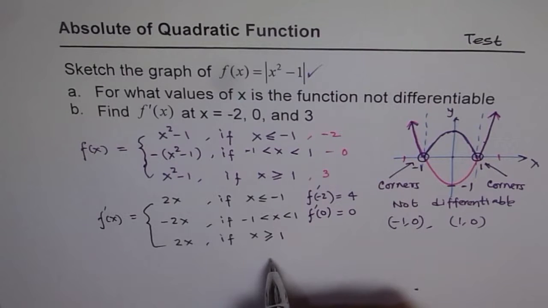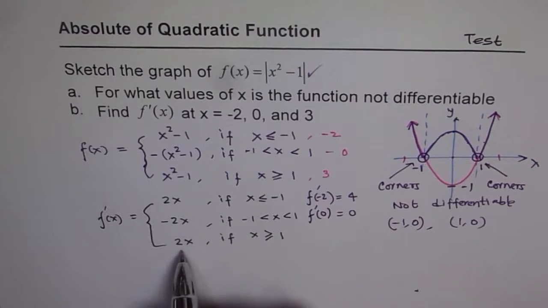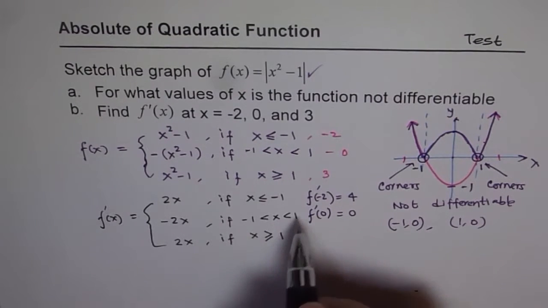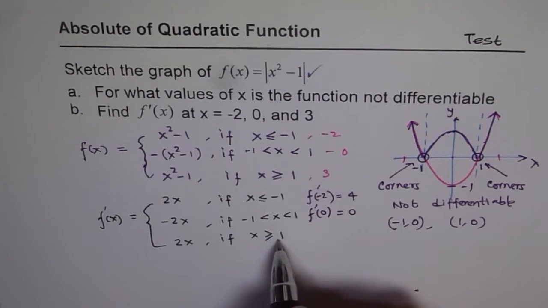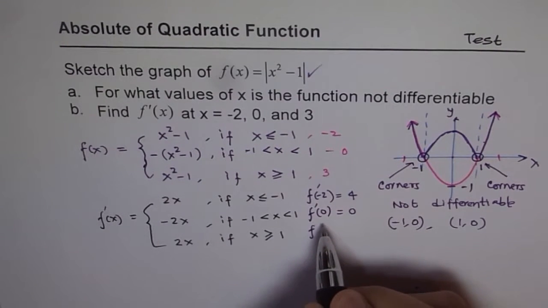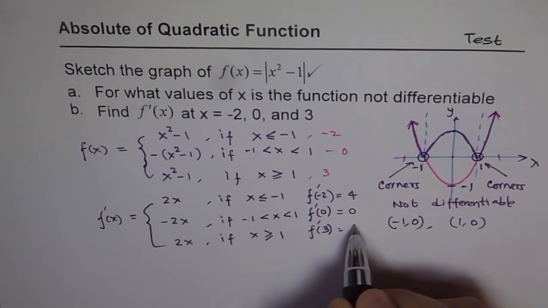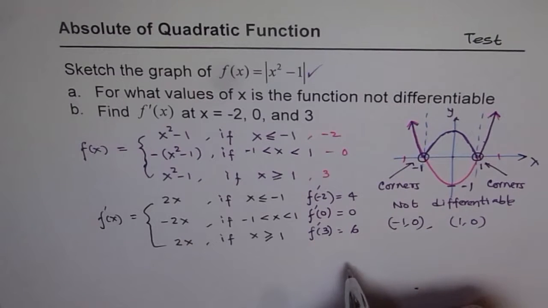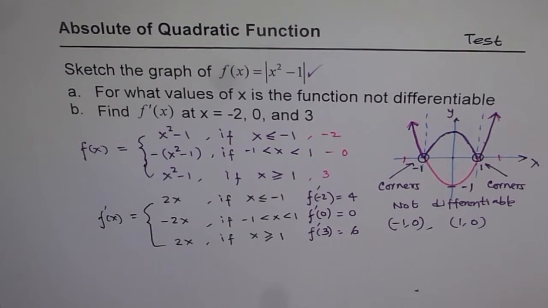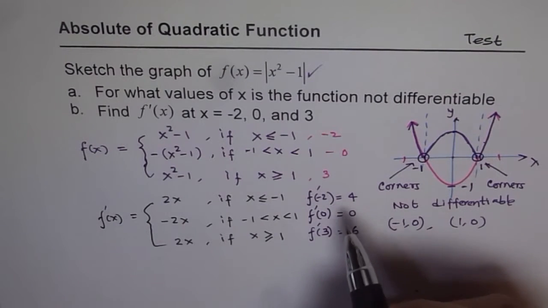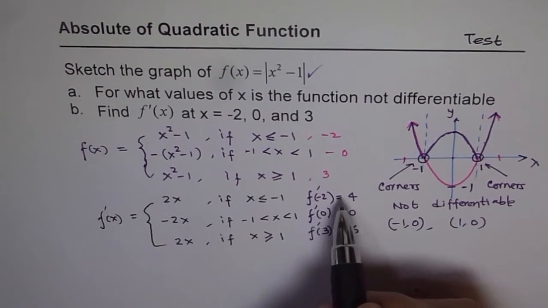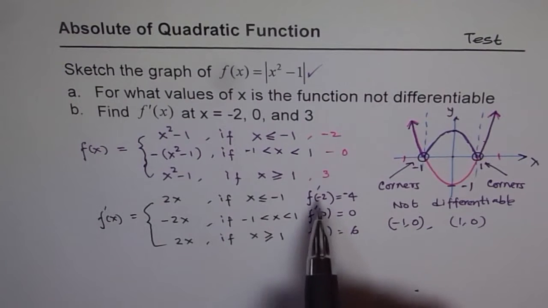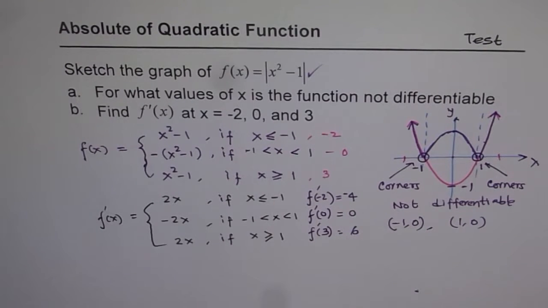Now if you do it here, what do you get? 2x, and if you want to plug in 3, it will be in this region, so the slope of the function at 3 will be equal to 6. So that's what you get, right? Now we did some calculation mistake. This is minus, so this should be minus 4, right? Yeah, minus 2 times 2 is minus 4.